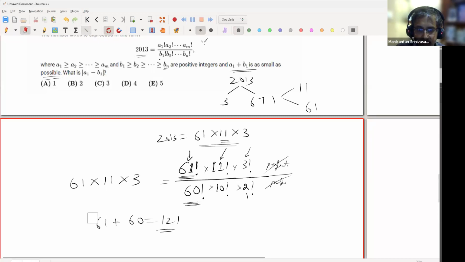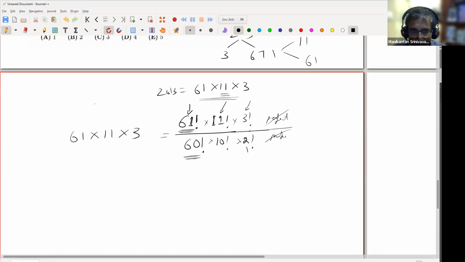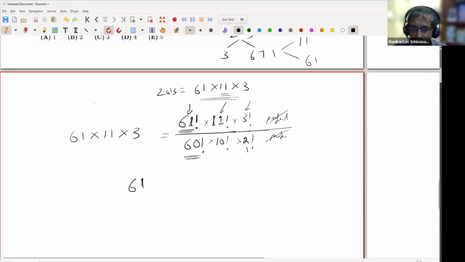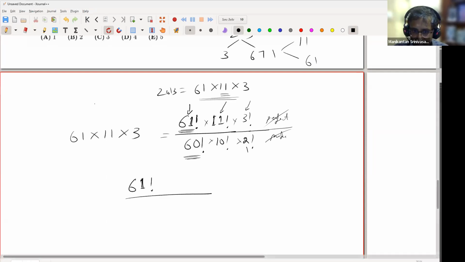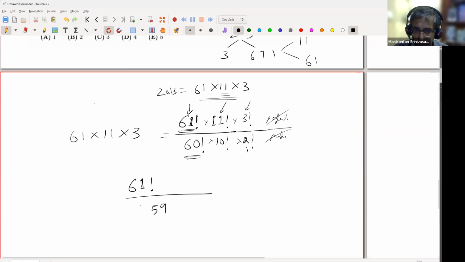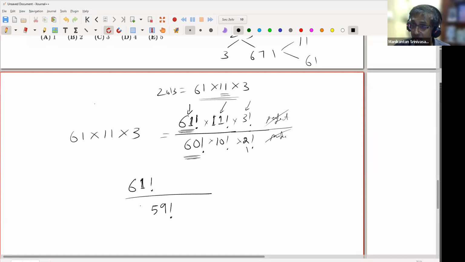As in, can I have some cancellations on top, which will make my 60 go away? So like I said, 61 at the top, I don't have a choice because 61 is prime. So I have to keep 61. Now, is there a way for me? Okay, so I'll try. Suppose 59 factorial here in the bottom. 59 is also prime. So for me to cancel off 59, I need a 59 on top also, because 59 is prime. So I need a 59 in the numerator also. 59 and 59 will cancel, leaving 61 and 60 balance.